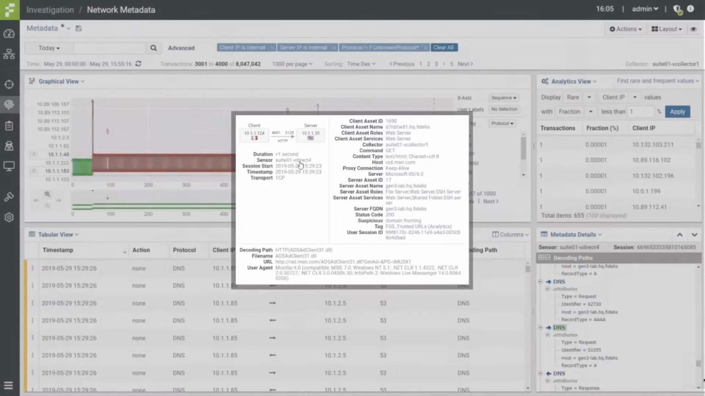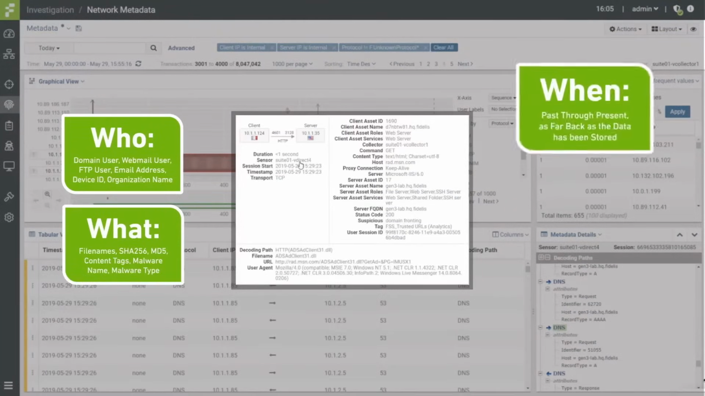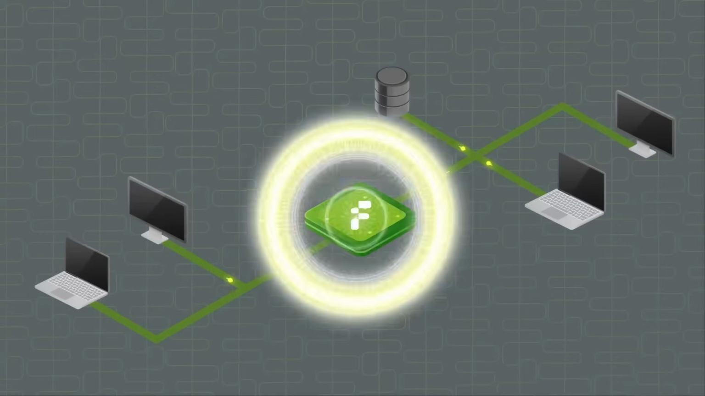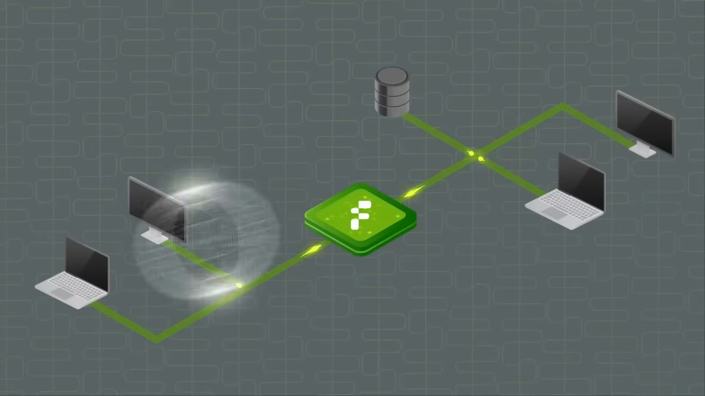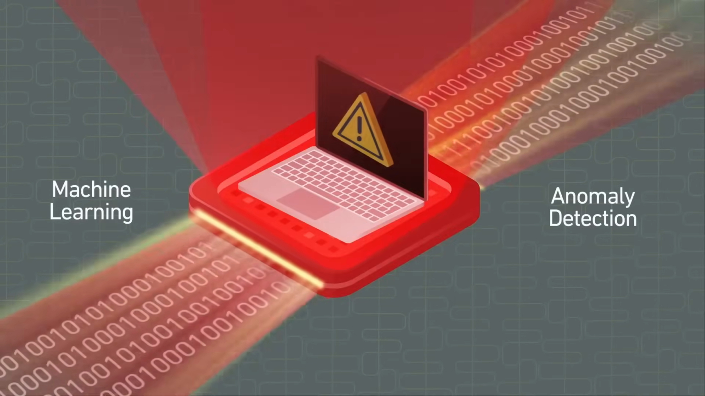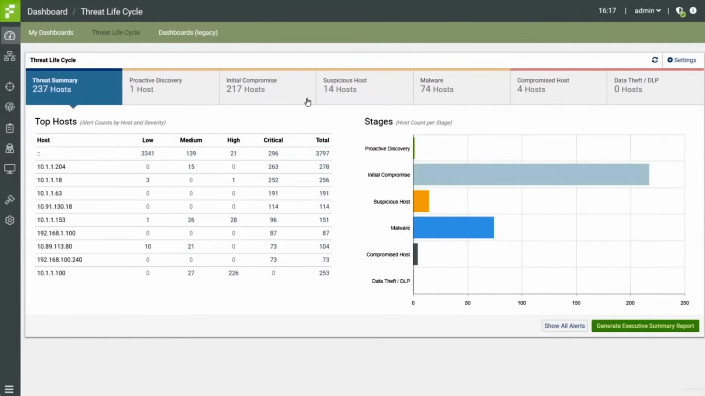Collects over 300 attributes of rich metadata for content and context analysis in real-time and retrospectively to rapidly hunt for unknown threats. Leverages machine learning, anomaly detection, and more than 20 other detection methods to automatically identify suspicious behavior, malicious activity, and compromised hosts across the entire kill chain.